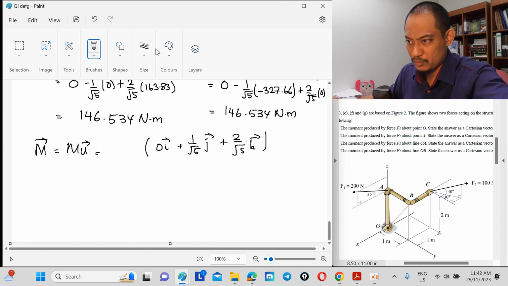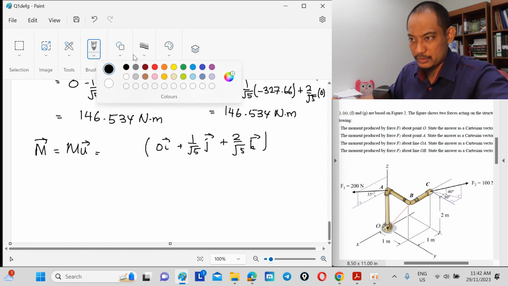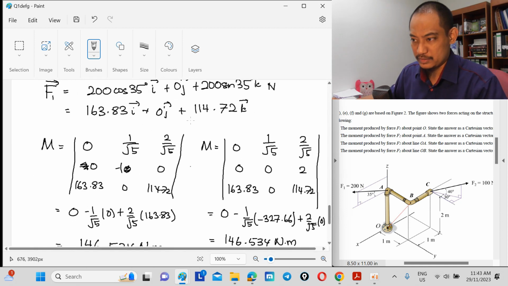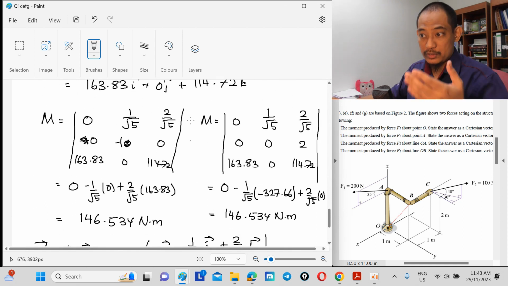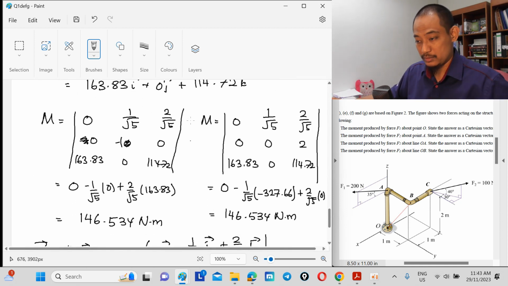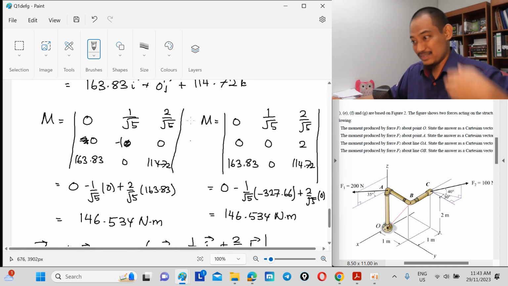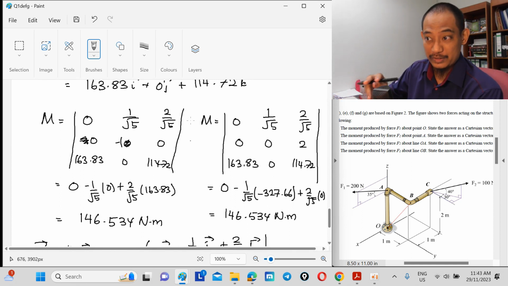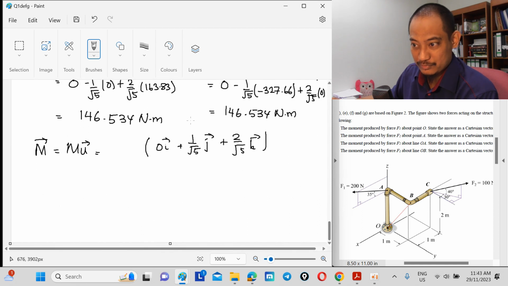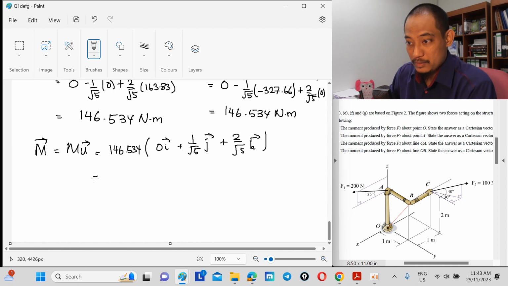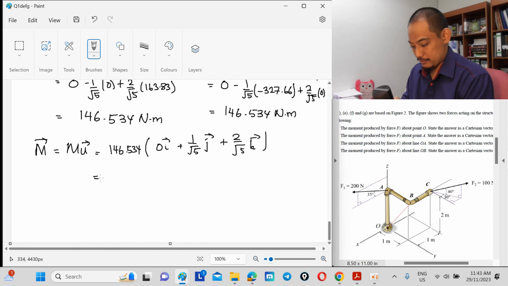Of course, normally when you are doing your exam, you don't do multiple methods like this, right? But I'm showing this because you can choose either way. But still, interestingly, if you do both ways and you have the time, you can check. If it's not the same, one of them must be wrong. 146.534.